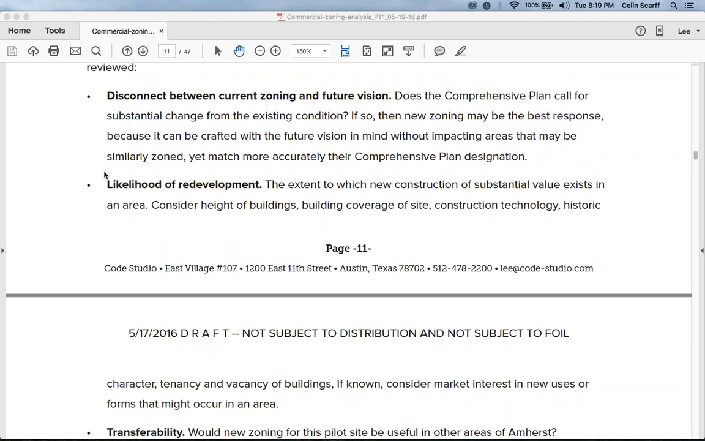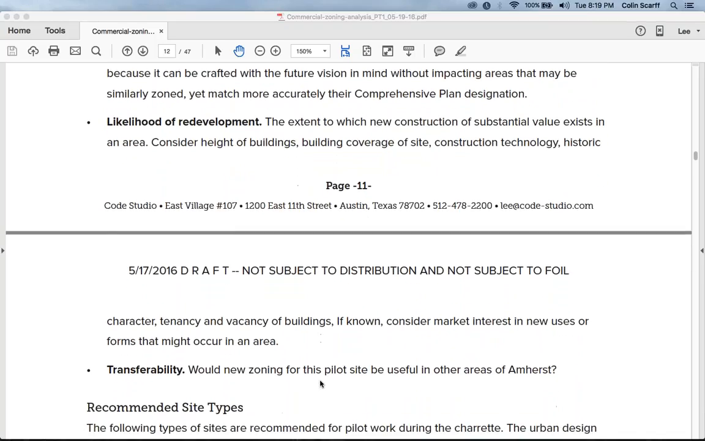The likelihood that a site will redevelop: is new construction already taking place in this area? As an example, University Place that we were just looking at, it's unlikely to change in the near-term future. These buildings were relatively recently built. We are not likely to replace those multi-story buildings anytime soon. So when you think about historic character, tenancy and vacancy in the buildings, etc., not an issue for University Place, but perhaps for other parts of town.